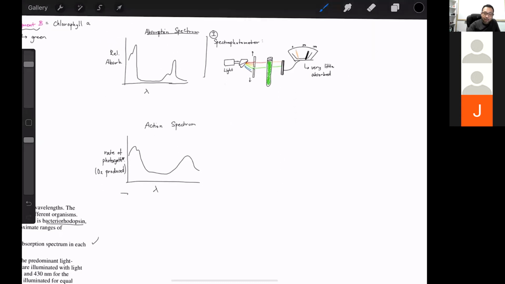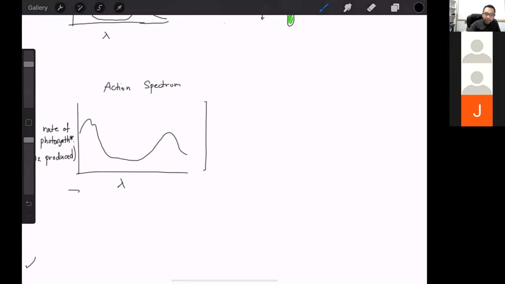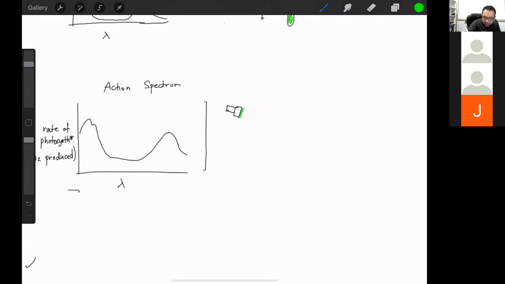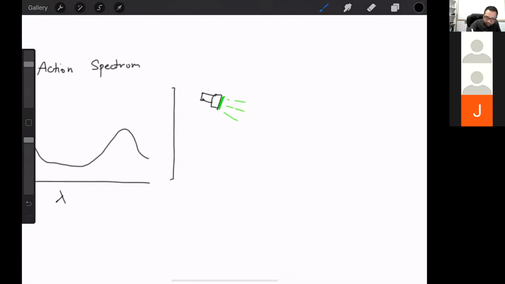So let's actually draw out how we might get something like this. Here's what we might do. Again, in this case, we're going to use light, but for this light, we're going to put something like a cellophane paper. For example, let's say we use some sort of color filter so that the only color of light coming out is, in this case, green. And typically in a school setting, we're going to be using a test tube like this.